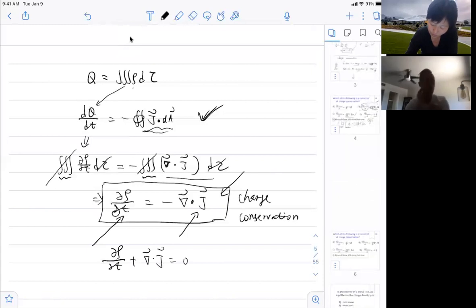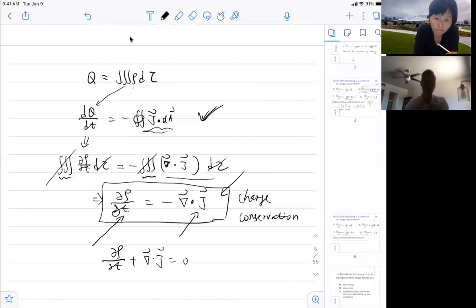That's the change in density with respect to time, right? Yes, change in charge density with respect to time, yes. Okay, thank you. Okay, very, very good.